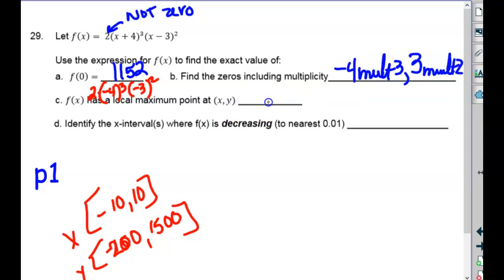It has a local maximum. If I do that on my calculator, choice 4, and it's somewhere between negative 1 and positive 2, it looks like. And it is 0.1999, which would be 0.20, and 1161.699 or 70. So this is what the graph looks like.